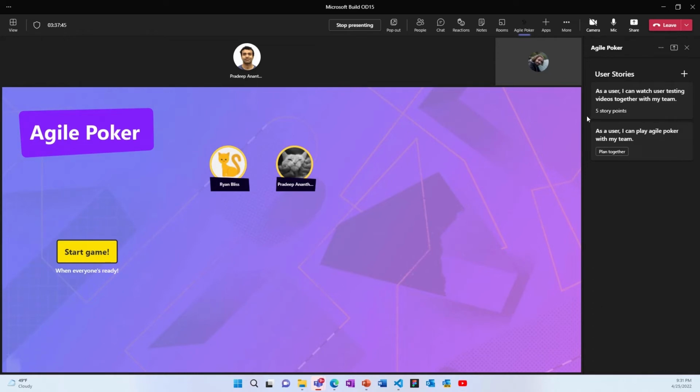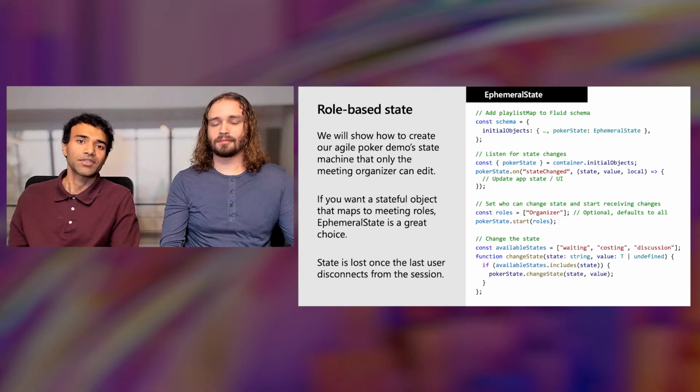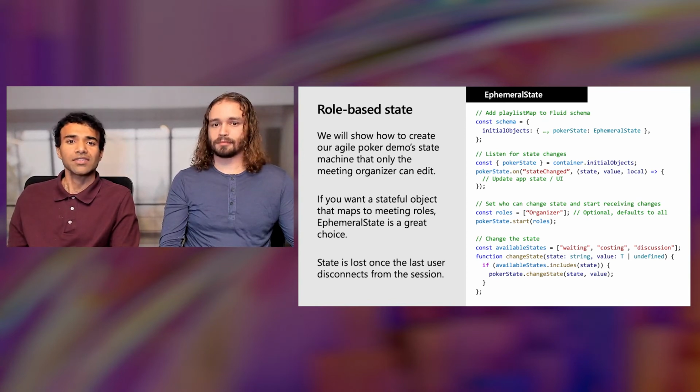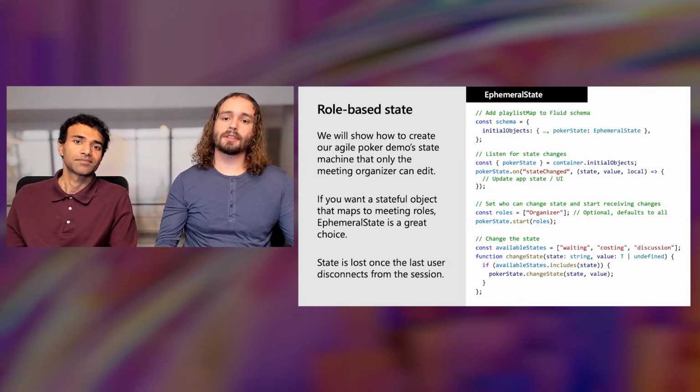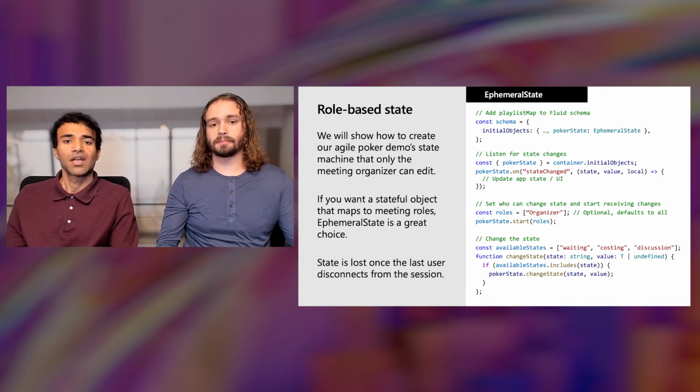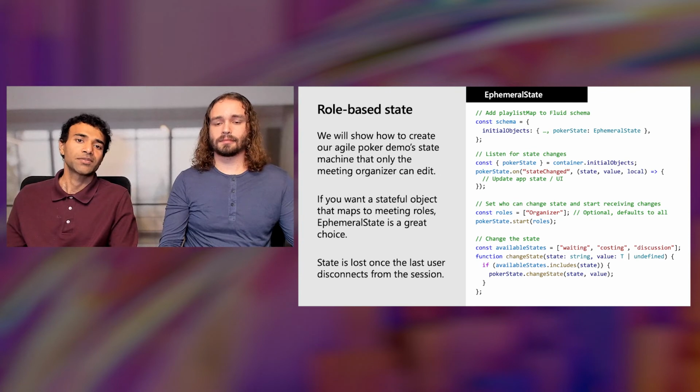This app works similarly to this media sample, so we won't cover all of it, but let's look at a couple of new shared objects from the sample. Our poker app uses a new concept called ephemeral state, which allows for a stateful object that lasts as long as one client is connected to the session. Like our other components, you must first define poker state in our schema. We can then listen for a state changed event, which exposes 3 properties: state, value, and a local user flag. Next, we start synchronization by choosing which roles can change the state. This component is a great alternative to standard Fluid objects in cases where you still want role verification.